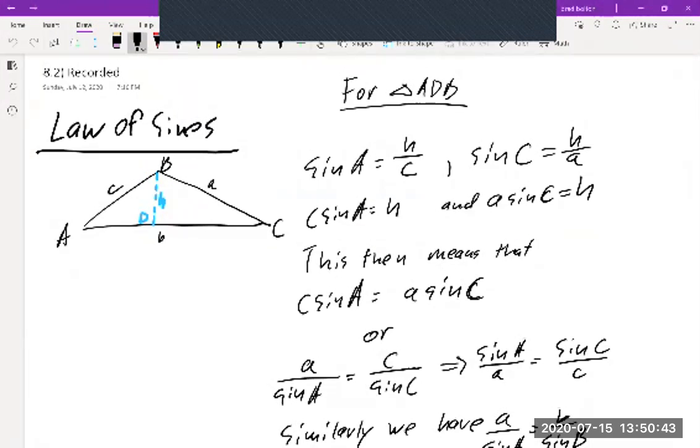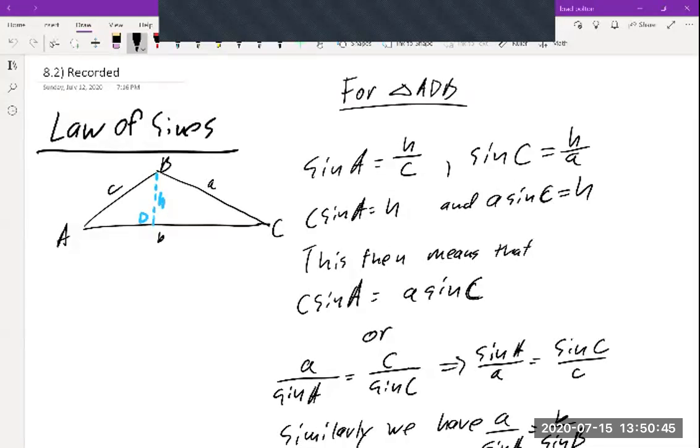So today we're going to go over 8.2 and the law of sines. Basically what I did is I sketched a triangle. Let's call this triangle ABC. And I labeled the side lengths across from each angle as little b, little a, and little c, and so on.